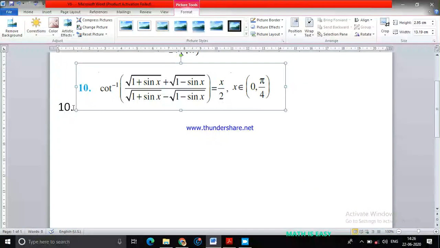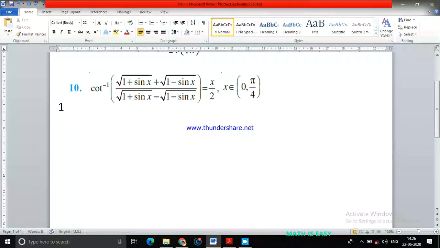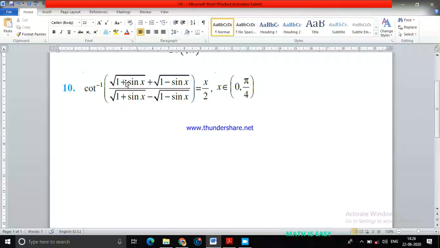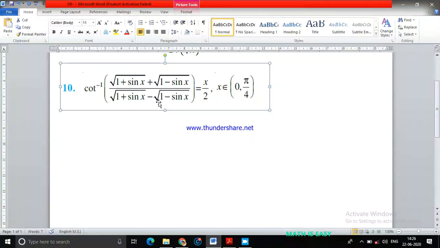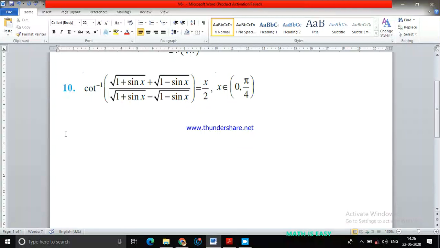Cot inverse of (under root 1 plus sin x plus under root 1 minus sin x) upon (under root 1 plus sin x minus under root 1 minus sin x) equals x by 2. I have to prove that the answer is going to be x by 2. So let's start the solution.